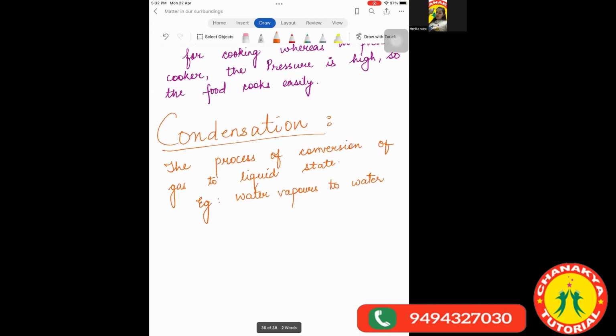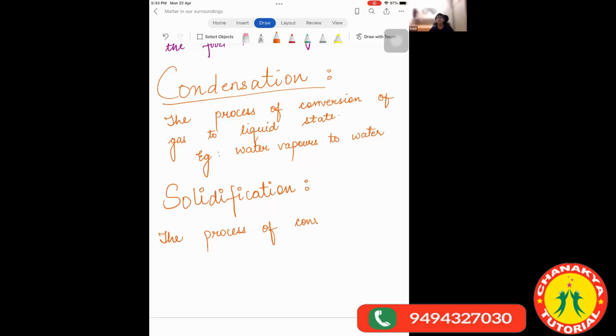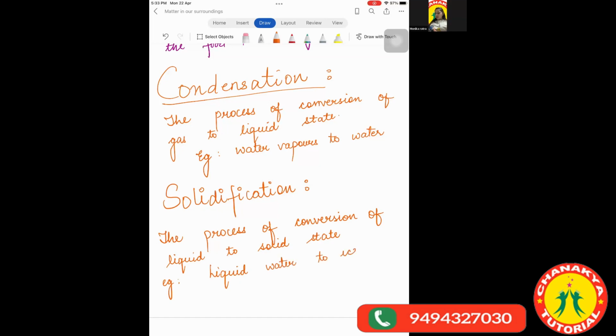Next, we have the next process, solidification. So what happens in the solidification? It is the process of conversion of liquids to solids. Yes, that's absolutely correct. Conversion of liquid to solid state. The best example for this is the conversion of liquid water to ice.